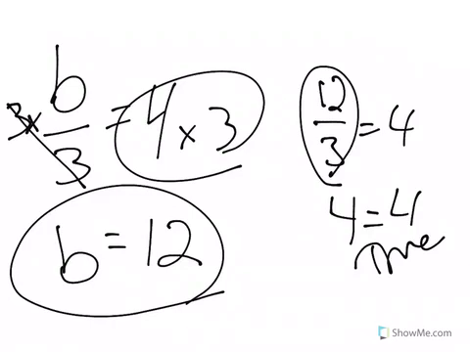So I hope you're seeing that whatever operation you see there, to get rid of that operation and to just solve for the variable, isolate the variable, you do the opposite. So you see subtraction, you add. You see addition, you subtract. You see multiplication, you divide. You see division, you multiply.